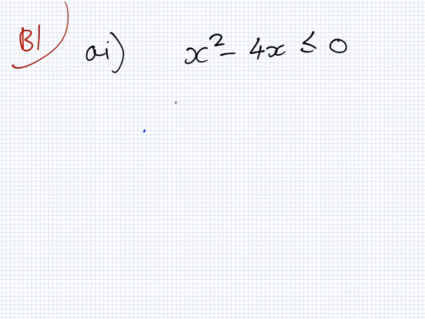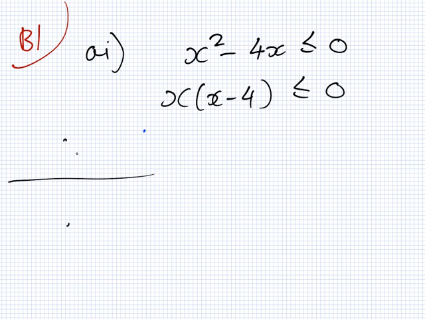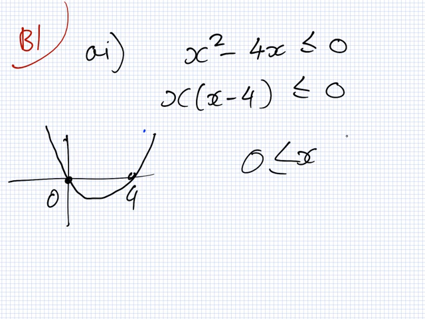B1. A1. Solve this. Right, so we have x squared minus 4x less than or equal to 0. You know the story. We did this in semester 1. What are the two solutions? 0 and 4. Do we want above or below? Below. So x must be between 0 and 4.